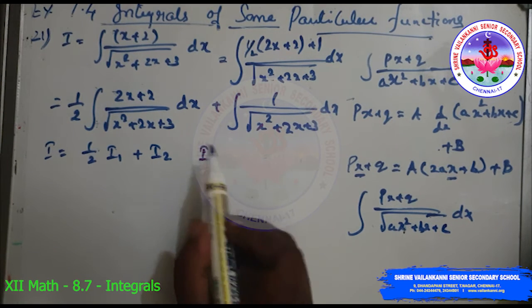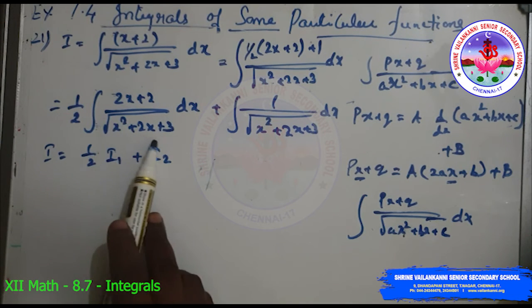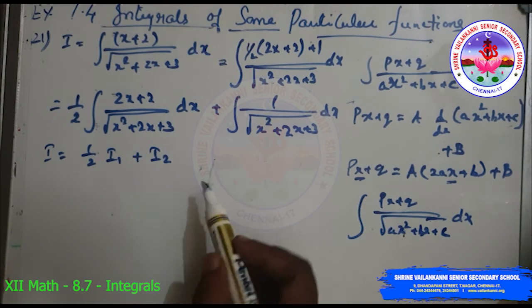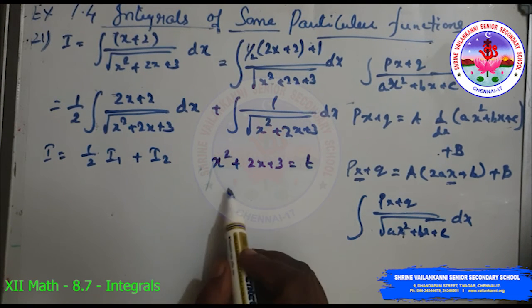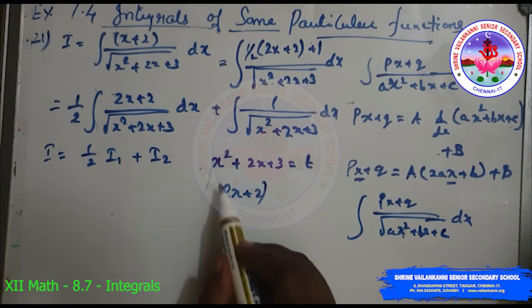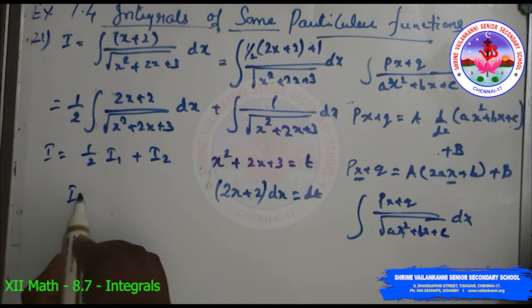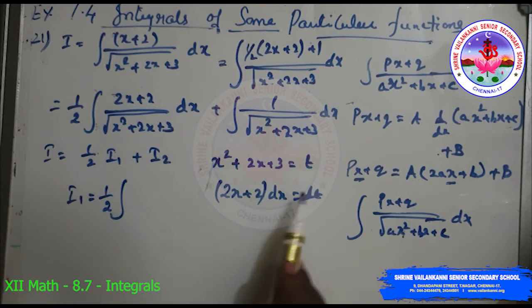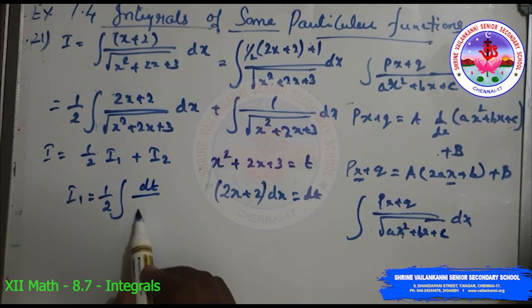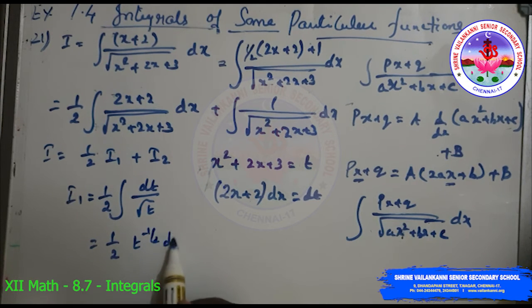So I1 is half of the integral of 2x plus 2 by root of x square plus 2x plus 3 into dx. So using the substitution method, x square plus 2x plus 3 equal to t. Differentiating this, we get 2x plus 2 into dx, which is equal to dt. So I1 is 1 by 2 integral of 2x plus 2 into dx is dt, so dt by root t, which is equal to half of t power minus half dt.